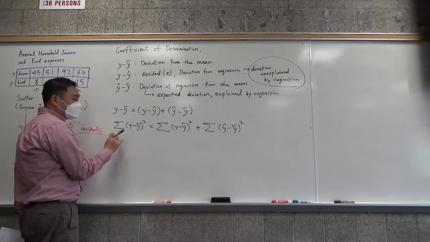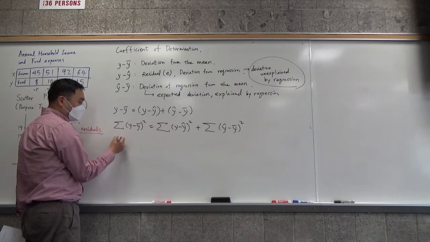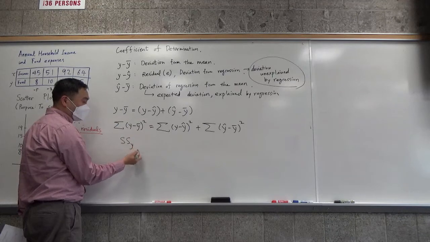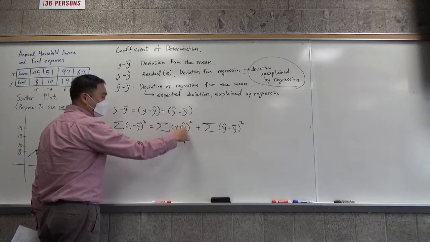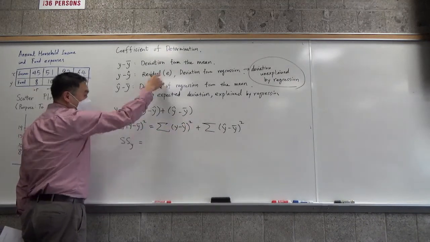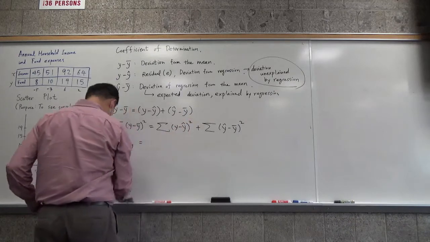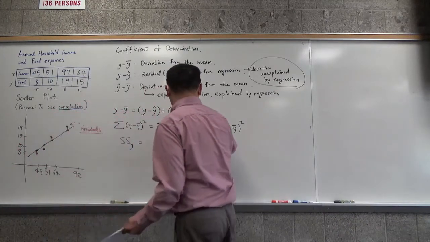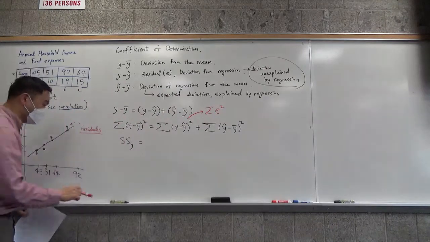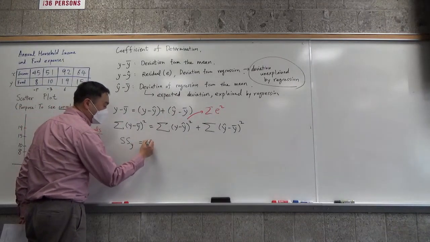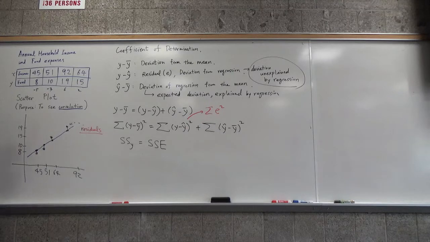Okay, but here's what we're going to name these. We'll have names for these, okay? So this one, well, we already have the name, it's SSY. But this, the difference between the y and the y hat, this is what? This is the error, right? It's the residual, right? So we can just rewrite this portion right here as the summation of e squared, the thing that we want to minimize, right? But we are going to name it SSE, sum of squares of E.